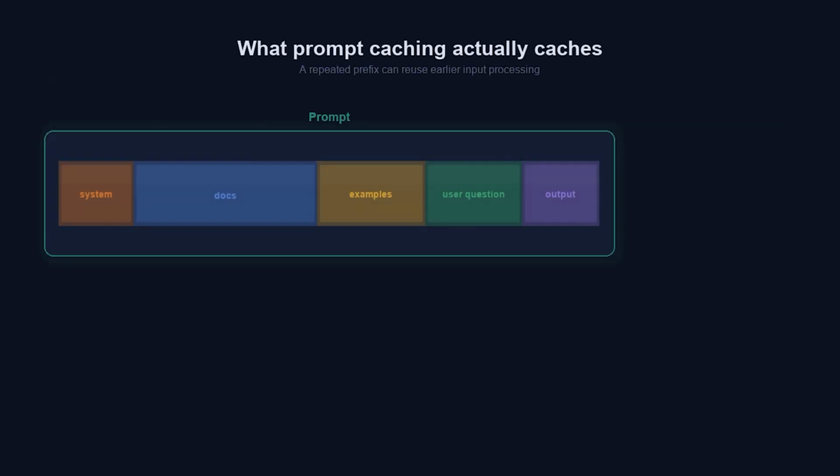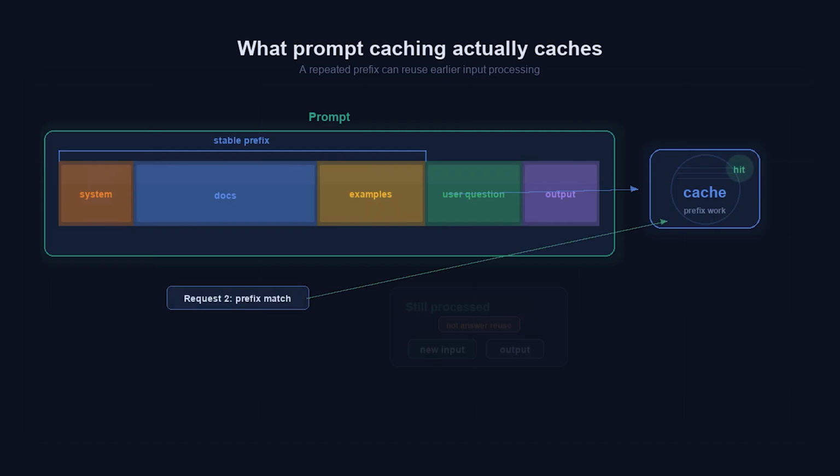Prompt caching is a way for the system to notice that the beginning of a prompt has been seen before. Usually, this repeated section is called a prefix. A prefix is the part of the prompt that appears at the start and stays unchanged across requests. For example, the system instructions are the same. The developer message is the same. A long reference document is also the same, and the first few examples might be the same.